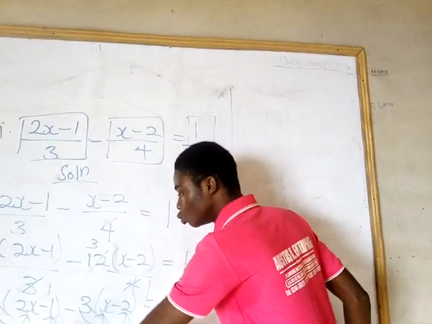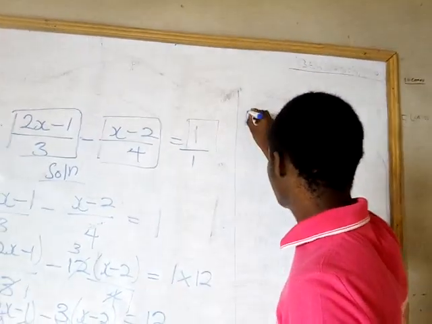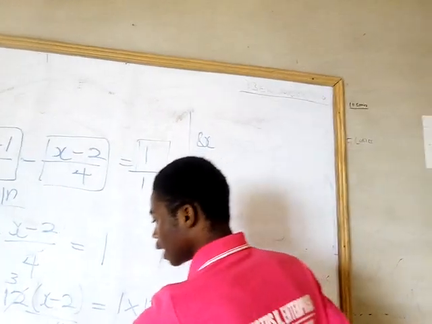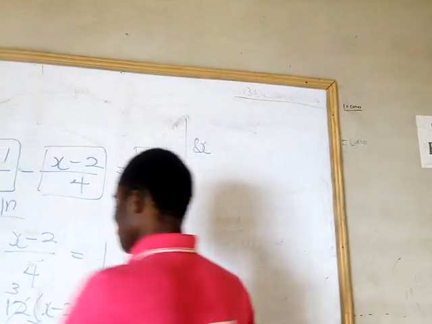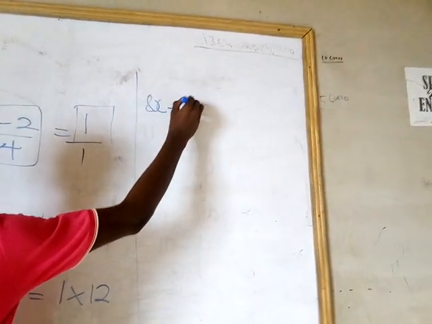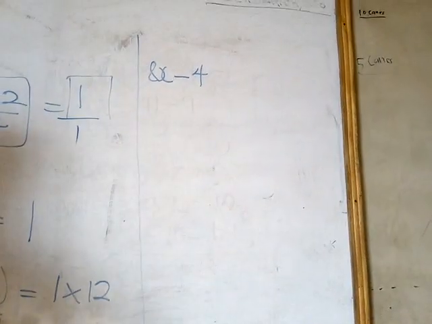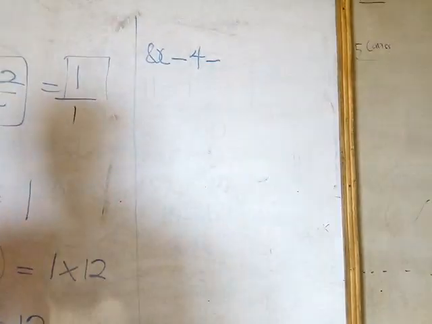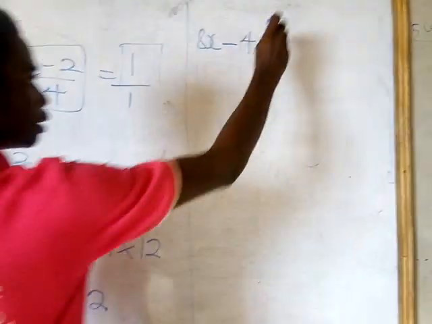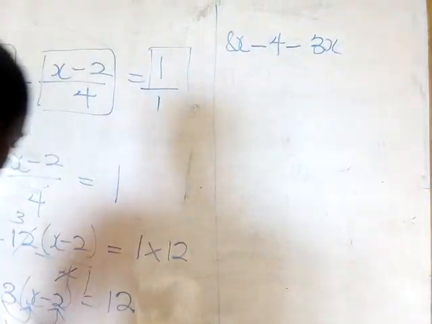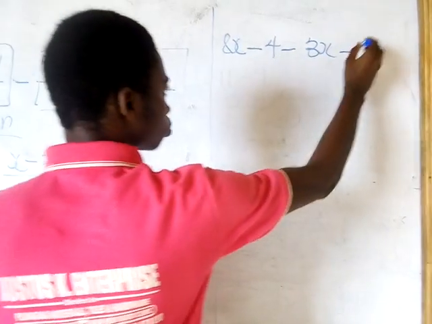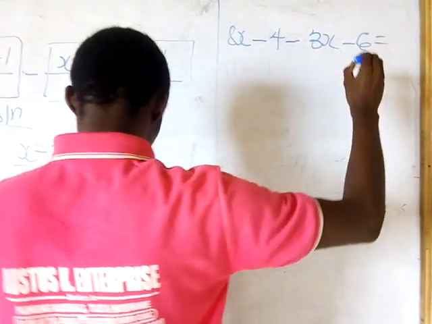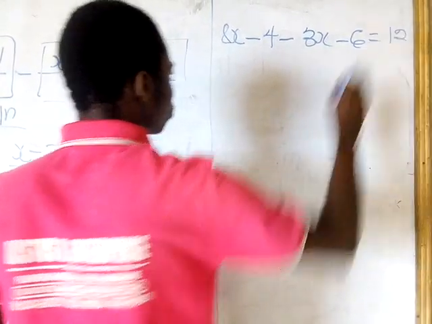So 4 by 2x is 8x. Minus 4 by 1 is 4. Minus 3 by x is 3x. Minus 3 by 2 is 6. Equals to positive 12.